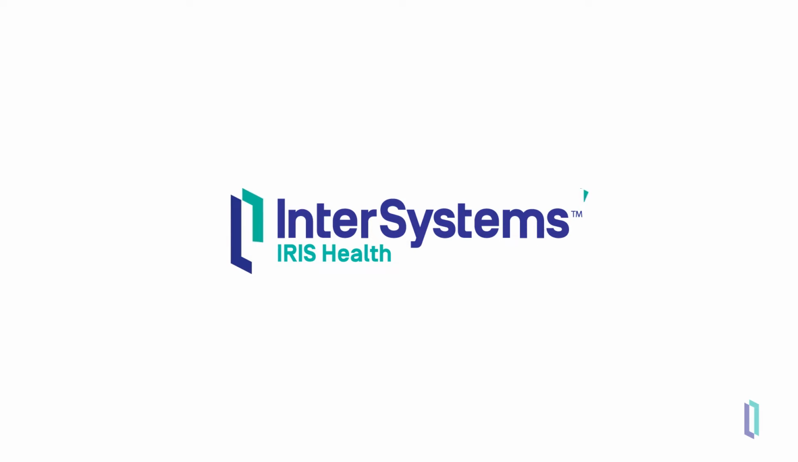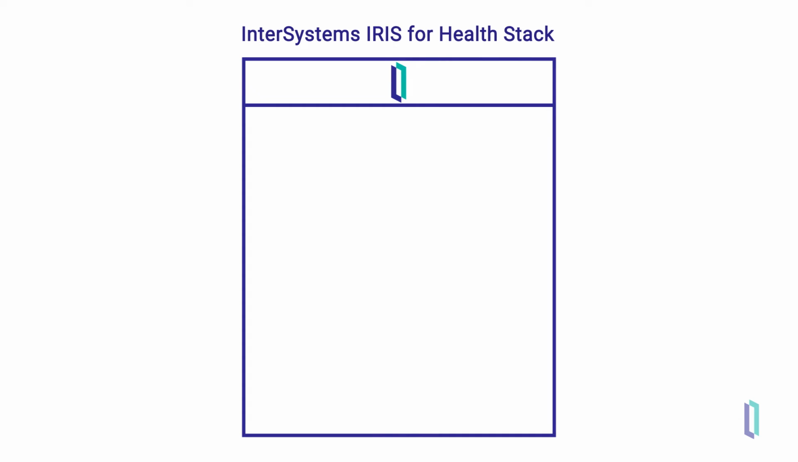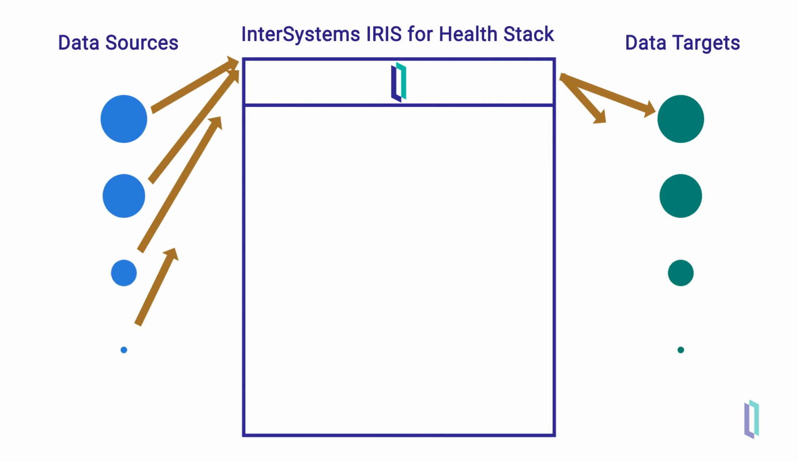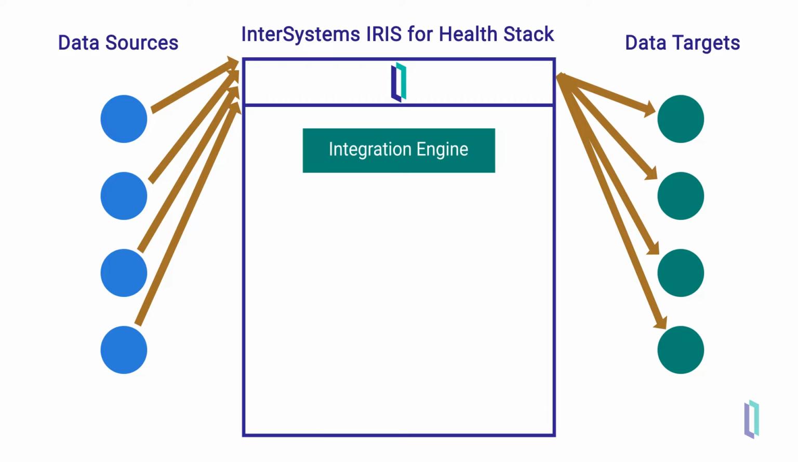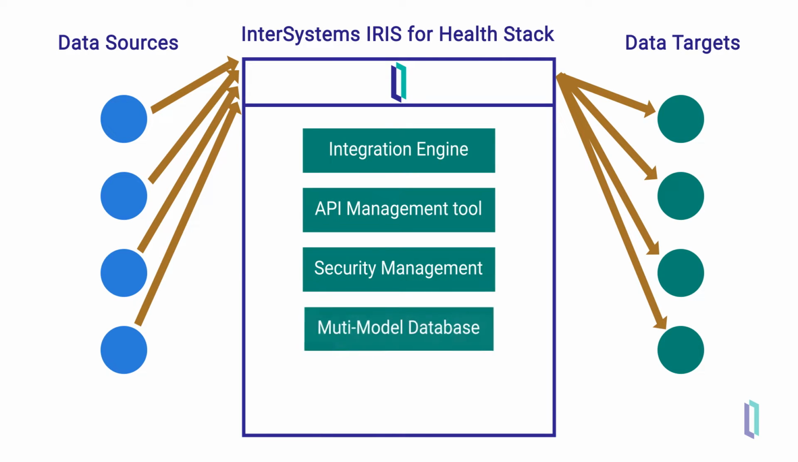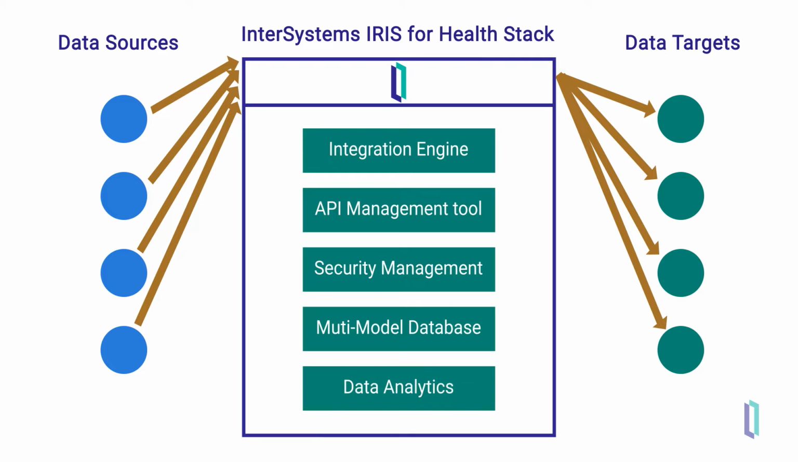InterSystems IRIS for Health is a database management software that meets the challenge of HL7 message management with transparency and interoperability. InterSystems IRIS for Health, an all-in-one data solution, comes with an integration engine, an API management tool, security management, a multi-model database, and data analytics capabilities.